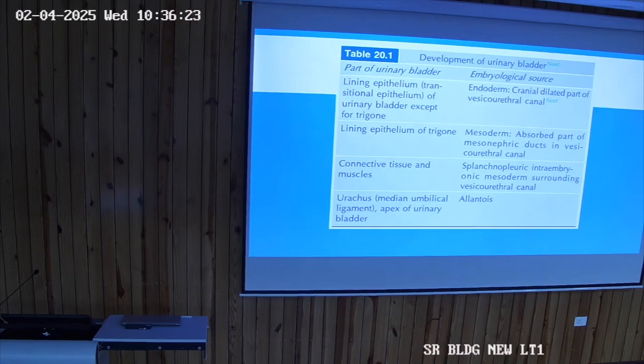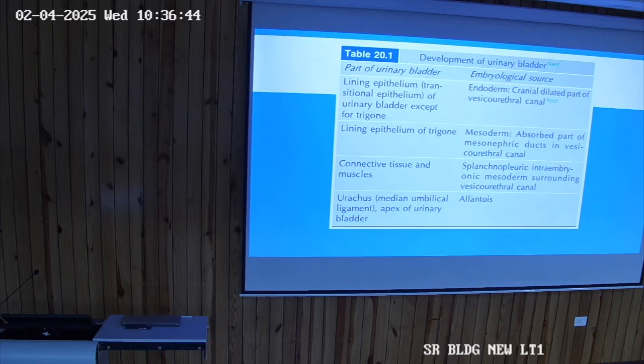So what is this urachus? You know the connection of the cloaca with the umbilicus, which is in the form of the allantois. Now this allantois, I told you that most of it degenerates, but some part remains which connects the bladder to the umbilicus. That is this fold which is known as the urachus.